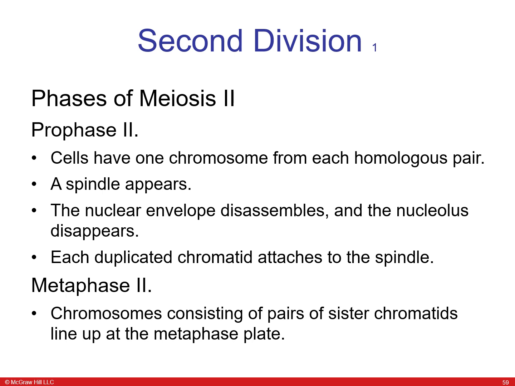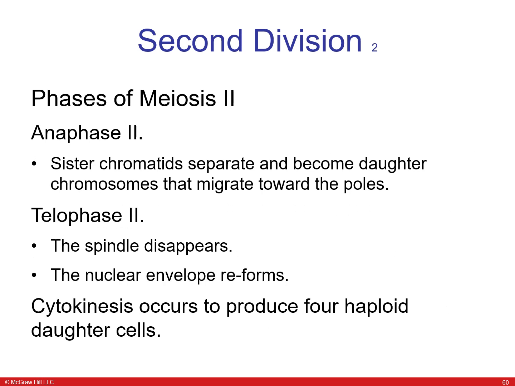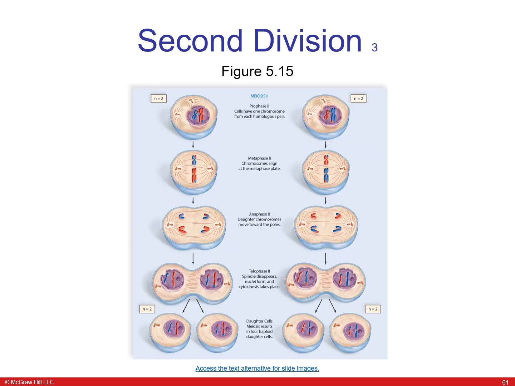Each duplicated chromatid attaches to the spindle, and in metaphase 2, those chromosomes consisting of pairs of sister chromatids line up again at the metaphase plate. In anaphase 2, the sister chromatids separate and become daughter chromosomes. In telophase 2, the spindle disappears, the nuclear envelope reforms, and cytokinesis then occurs to produce 4 haploid daughter cells.